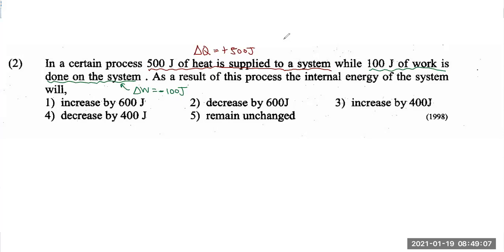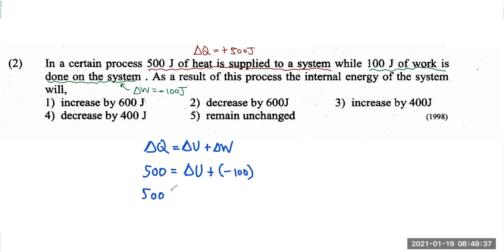So they are asking for the change in internal energy. Should not be very hard, pretty straightforward. We can use the equation delta Q equals delta U plus delta W. For delta Q we substitute 500. For delta U you have to find out, and for delta W, careful, you have to substitute minus 100, because work is done on the system. Therefore delta U will be 500 plus 100, and the final answer is plus 600 joules. Since it's plus 600 joules, delta U has increased by 600 joules. That's how you have to approach this question.